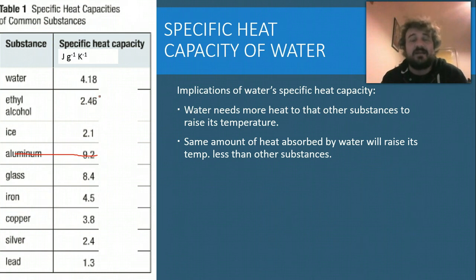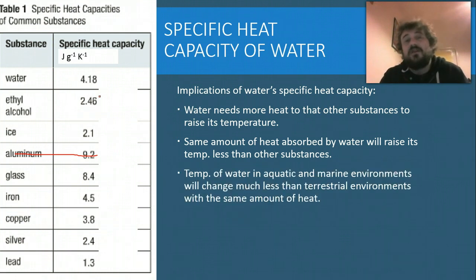So specific heat capacity is the amount of heat energy that water can absorb. So the temperature of water in an aquatic or marine environment changes much less. It's fairly stable compared to, say, terrestrial environments. They get the same amount of heat, the same sun rays bounce on them, and there's much more variation.